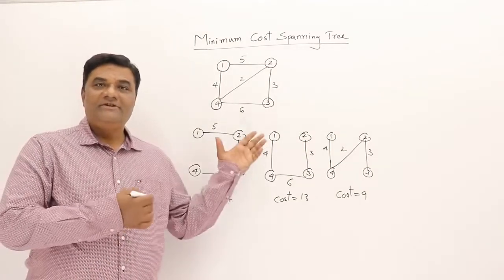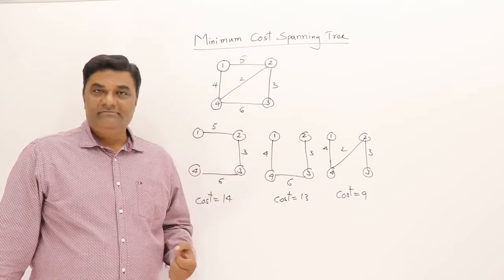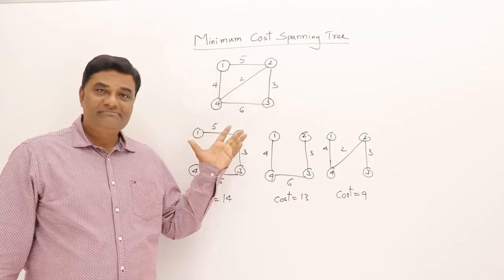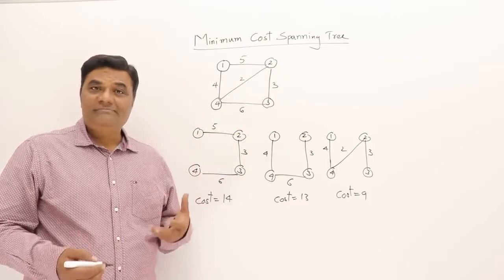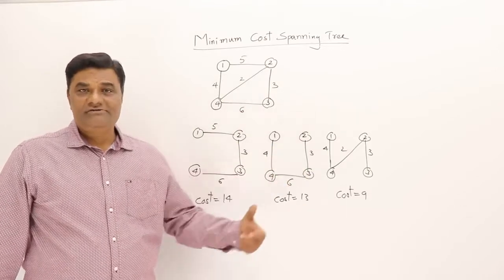Now, from this example, we can understand something. If you have a weighted graph and you get different spanning trees, the cost of the spanning trees may be varying. You can get a different cost of spanning trees.